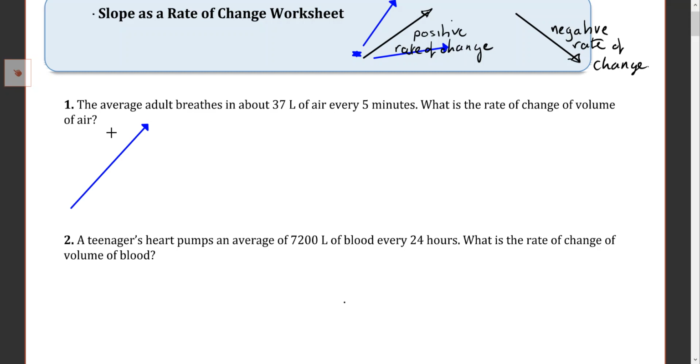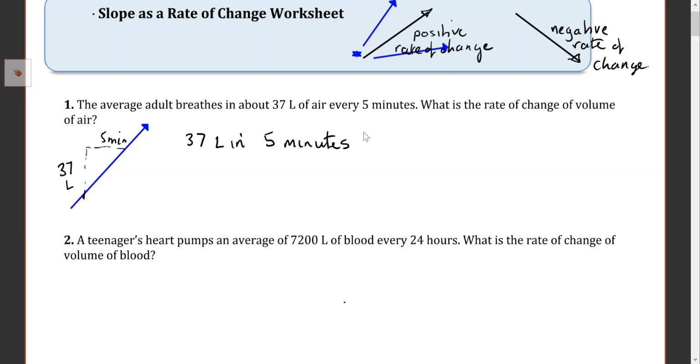You don't need to draw this line every time. But the amount of air that I have breathed will go up. How much? 37 litres. How long will it take? 5 minutes. Yeah? Okay. So my rate will be 37 litres in 5 minutes.